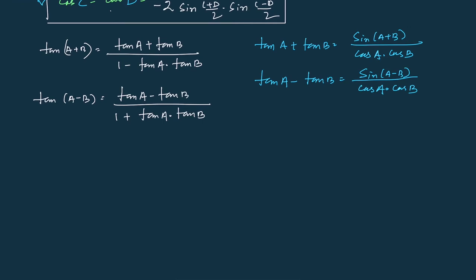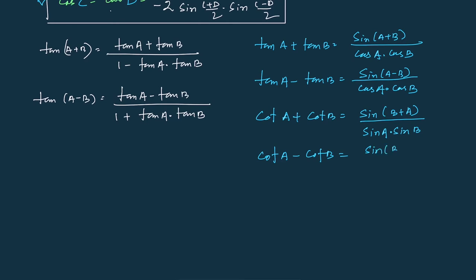Similarly, we can go for cot A plus cot B. This will be sin(B plus A) divided by sin A into sin B. The cot A minus cot B formula will be sin(B minus A) divided by sin A into sin B. These are the formulas that you need to remember.